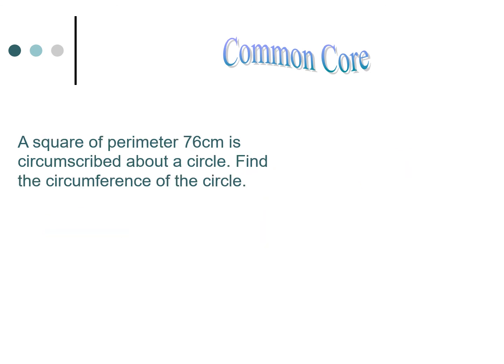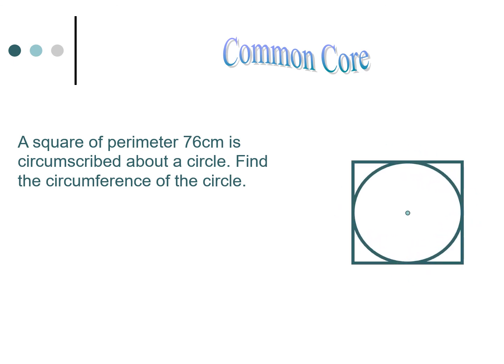Let's do the last problem for the day. A square of perimeter 76 centimeters is circumscribed about a circle. Find the circumference of the circle. Our first job is to draw a picture of a square that is circumscribed about a circle. There it is. Now we have to find the length of each side.